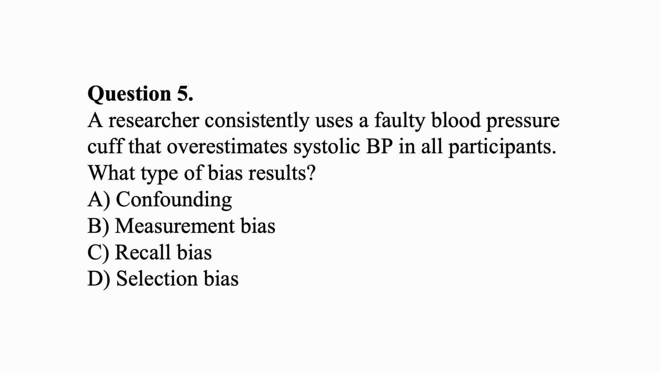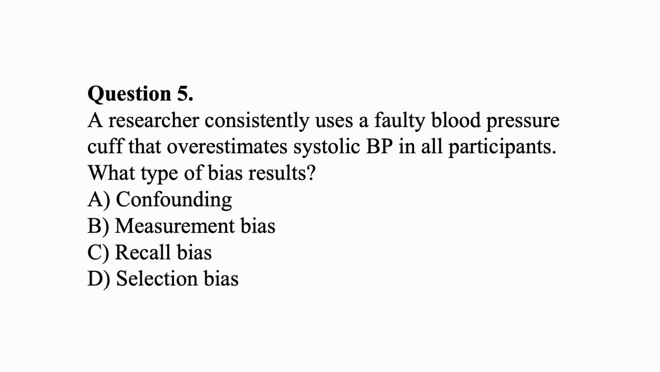Question number 5. A researcher consistently uses a faulty blood pressure cuff that overestimates systolic blood pressure in all participants. What type of bias results? A, confounding. B, measurement bias. C, recall bias. Or D, selection bias.